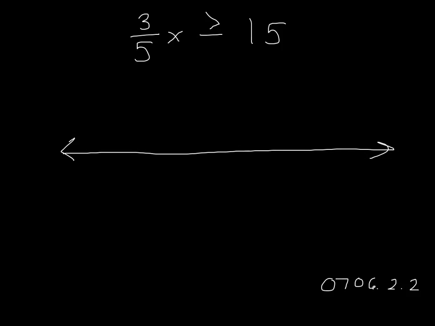So here we have your inequality. Your inequality says 3/5 x is greater than or equal to 15. So I'm just going to treat this like a regular equation for right now. Remember your greater than or equal to symbol. You can treat this thing just like an equal sign for right now. You don't have to worry about it till we get to the end. So here's my 3/5 x greater than or equal to 15.